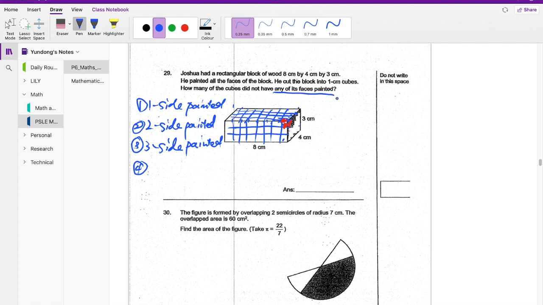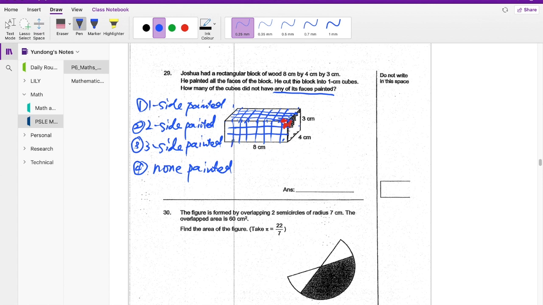did not have any side painted, non-painted. It means all the cubes which are inside this rectangular block. So we consider we chop the first layer, the bottom layer, right? Chop the front, chop the back, chop the 2 sides. So this one, how many?